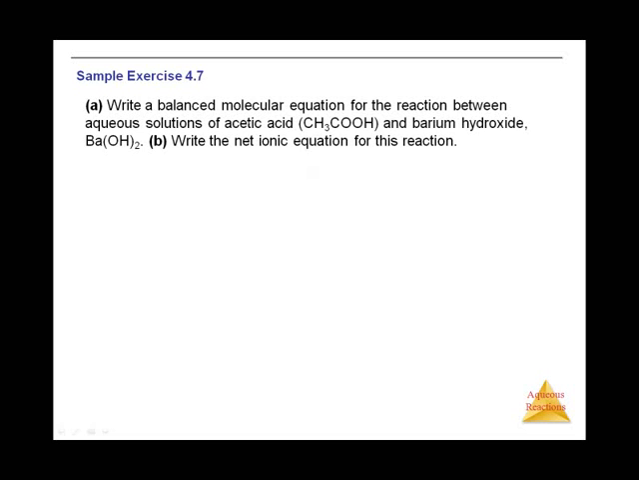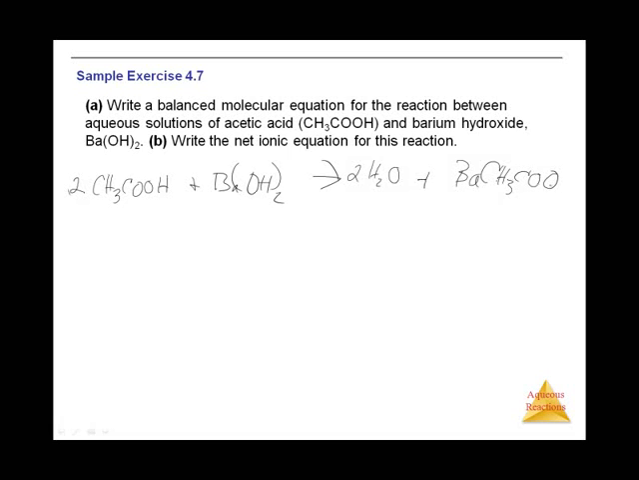Alright, we want to write a balanced molecular equation for the reaction between aqueous solutions of acetic acid and barium hydroxide, and write the net ionic. Okay, so I have acetic acid plus barium hydroxide. For the balanced molecular equation, the hydrogen hooks up with the hydroxide, so I'm going to end up needing 2 of these. So I'm going to end up with 2 waters plus barium with the acetate. I'll write it the same way they wrote this.